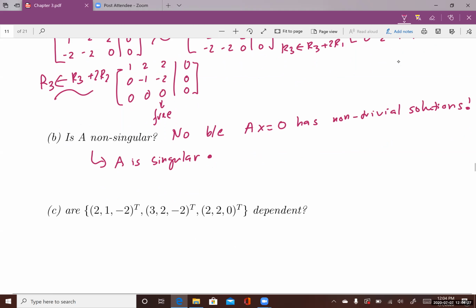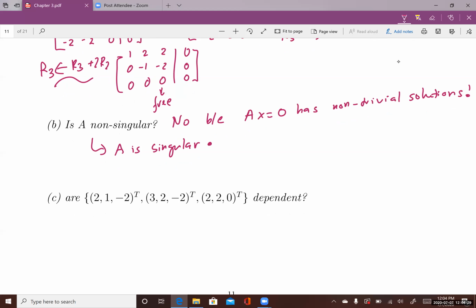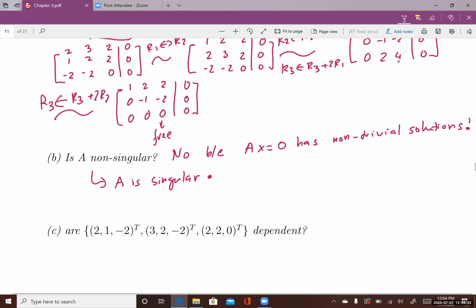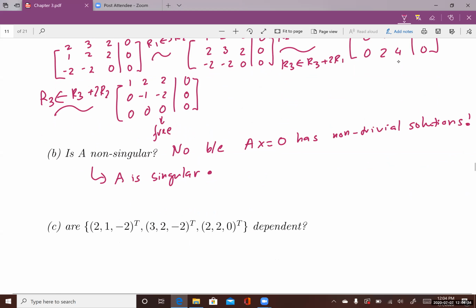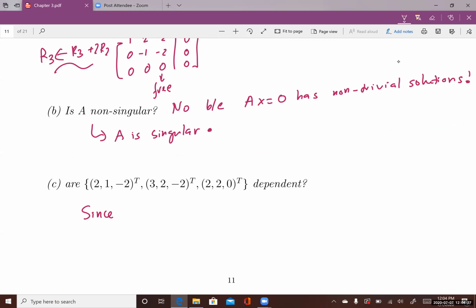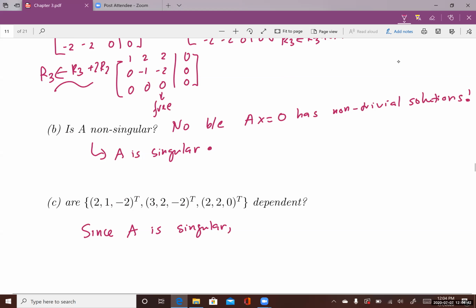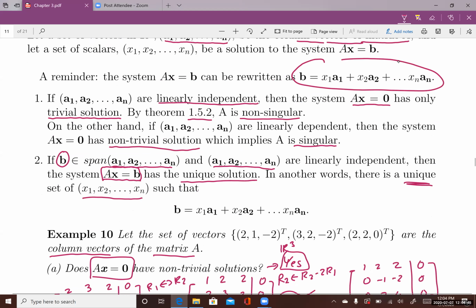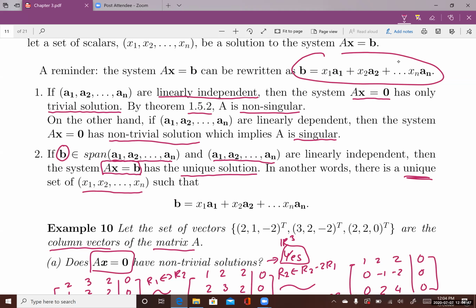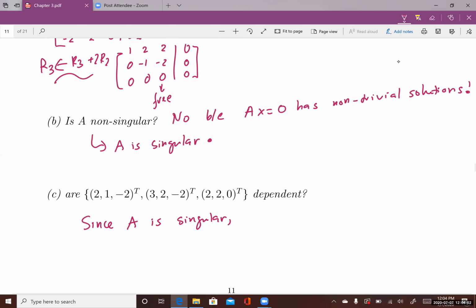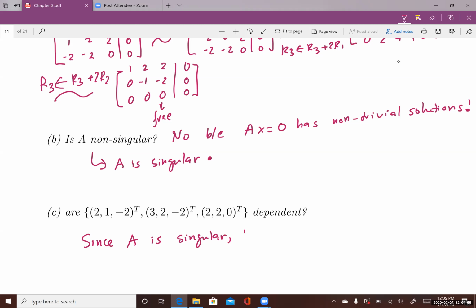So if A is singular, are these vectors linearly dependent? Since A is singular, then using this theorem up here, if A is singular, then we have dependent vectors. These three vectors are linearly dependent.